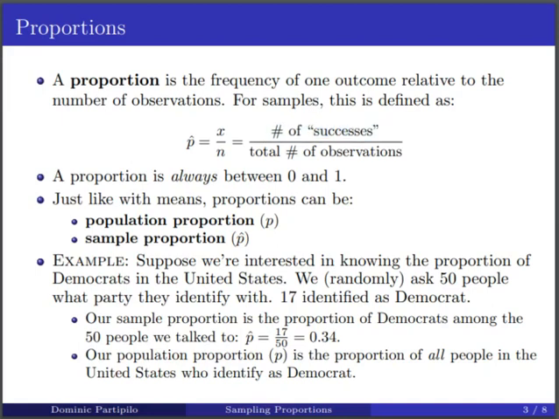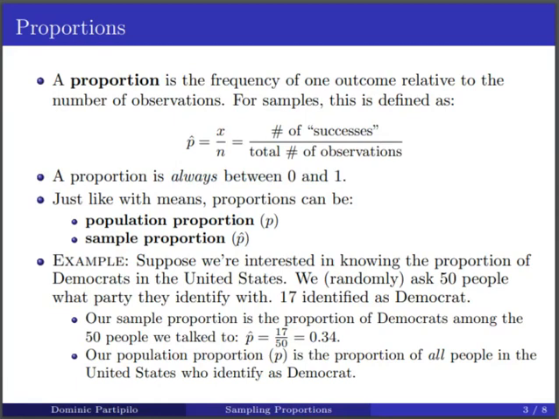And the reason I have successes in quotes here is because it doesn't necessarily have to be a success, it's just whatever event we're interested in. And then n is going to be our typical n, where it's the total number of observations or our sample size. So a proportion is always going to be between 0 and 1.